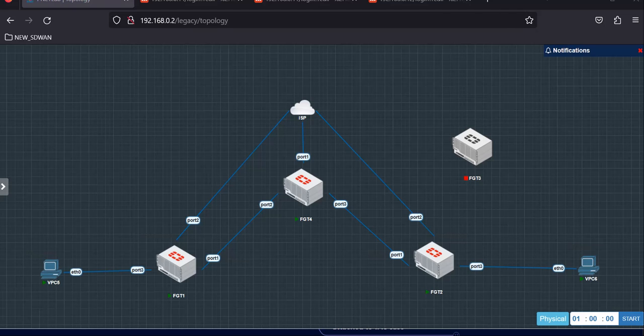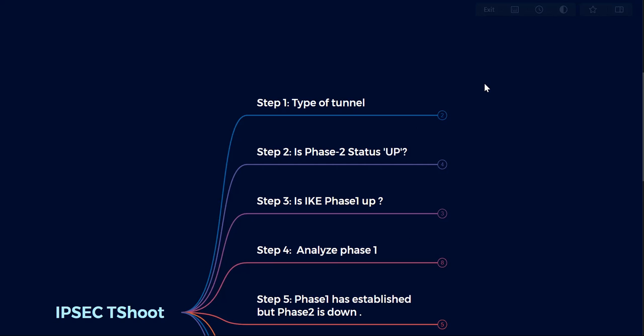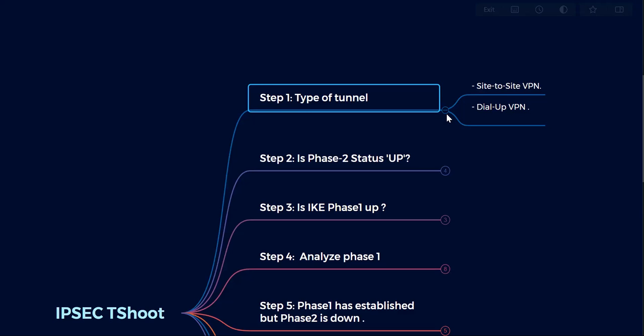Before getting into the lab, let's have a high-level understanding of what needs to be done. There are a couple of steps that you need to understand whenever you are troubleshooting or working on any of the firewalls. First, the type of tunnel. What is it that we are trying to figure out over here? Is it a site-to-site VPN or a dial-up VPN?